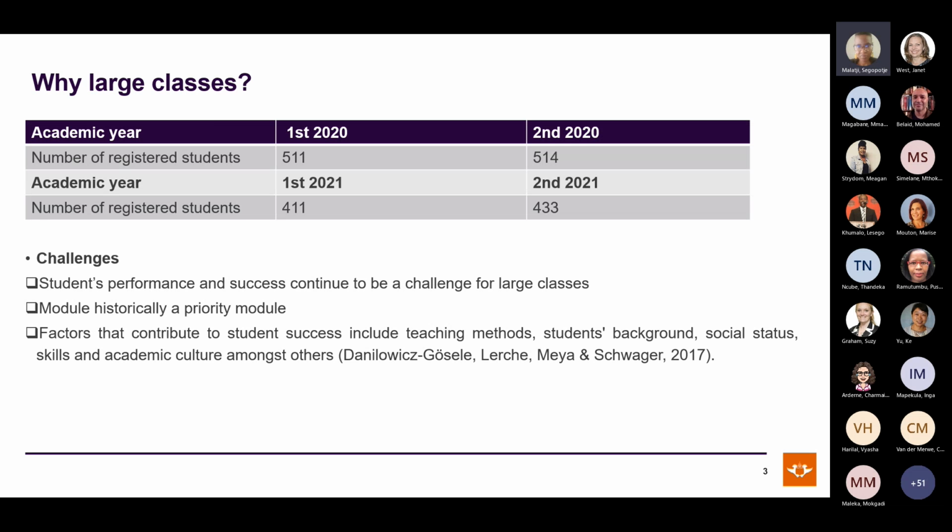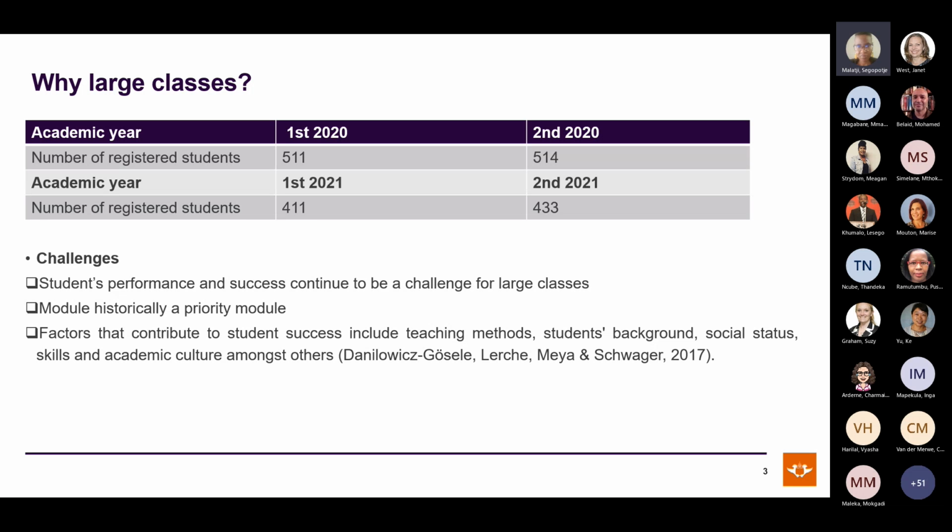So because we're presenting on a masterclass for large classes, we thought it might be necessary for us to share the numbers that we had last year as compared to this year. So you can see this year we are sitting at over 400 students in our class, and drawing from literature or even what we know, we are aware that student performance and success continue to be a challenge in terms of achieving the throughputs required by the university.